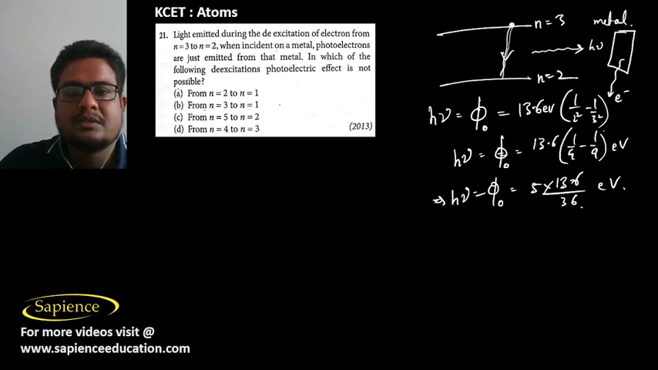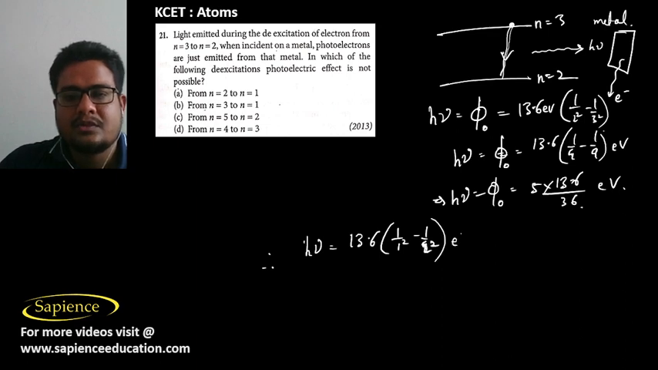Which of the following de-excitation transitions will not cause the photoelectric effect? For the first option, from n equal to 2 to n equal to 1, the energy of the photon that will be produced is 13.6 into (1 by 1 square minus 1 by 2 square) electron volt. That is equal to 1 minus 1 by 4, so that is 3 by 4 into 13.6 electron volt.